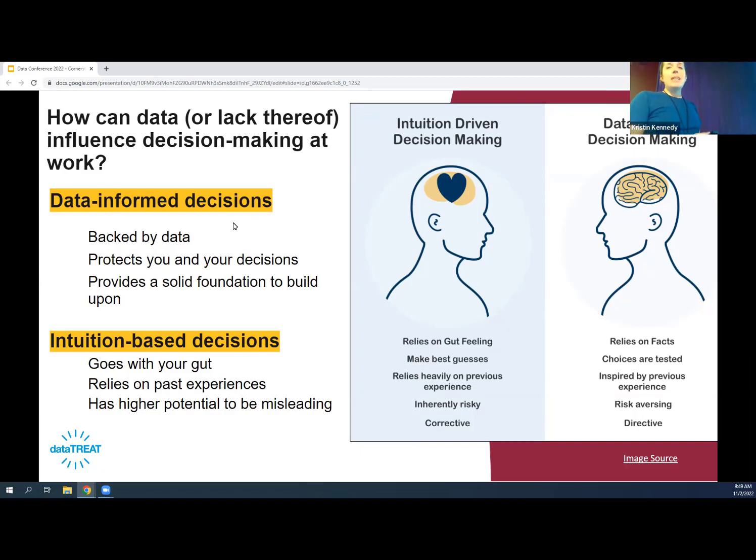Now, your intuition-based decisions, that's going with your gut. It relies on your past experiences, but it has a higher potential to be misleading because humans, once again, want to see patterns. So if you know something bad happened in the past, you are going to look for that in the future, because that's what humans do. That's how we survived for so long, we recognize the negatives and those stick out in our minds, so we know to look for them in the future to protect ourselves. Well, now the negatives aren't snake bites, but a bad decision at work or something that went awry.